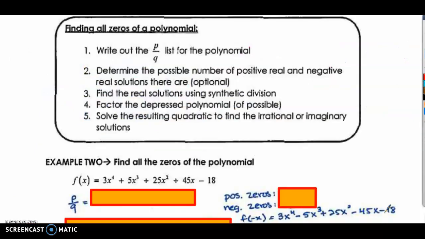Okay, so to find all the zeros of a polynomial, it starts off the same way as last class, where you write out the p over q list for the polynomial just to see what all the possible zeros are. And then you can determine the number of positive, real, and negative solutions. That's optional, but it is useful. And then you're going to find the real solutions using synthetic division, and then factor the polynomial if it's possible. And then at that point, you'll have to solve, and you might be finished, you might not be. Let's just get there and see what happens.